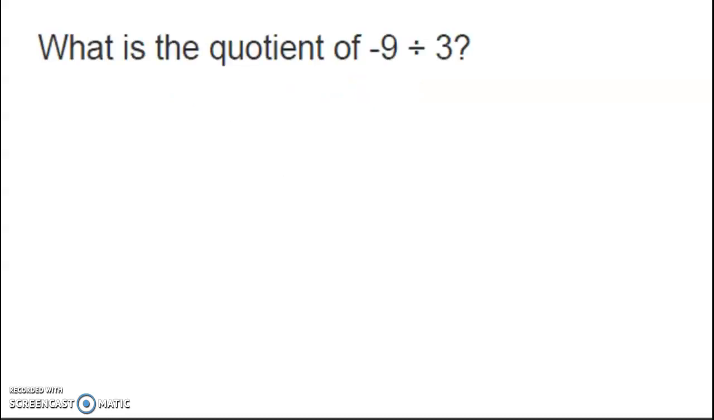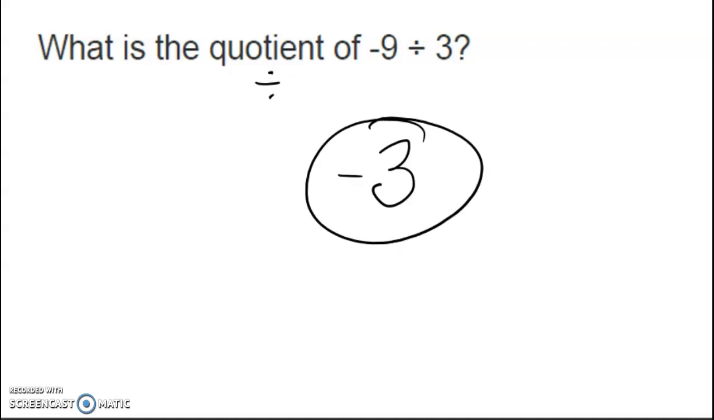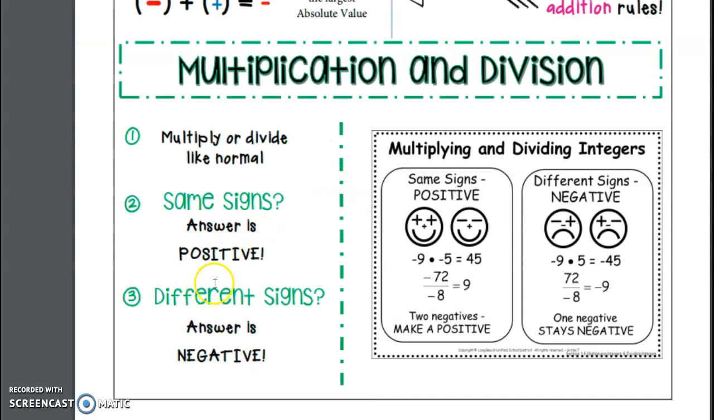Last one of the practice test. What is the quotient? Again, that means division here. All you have to do is divide the numbers as normal and then worry about the sign. So 9 divided by 3. I do know that 3 goes into the number 9 3 times. And to determine the sign, I need to look at these signs. Well, they're opposite. They don't have the same sign. So this is going to be a negative result. And I grabbed that from using that cute little cheat sheet right here.